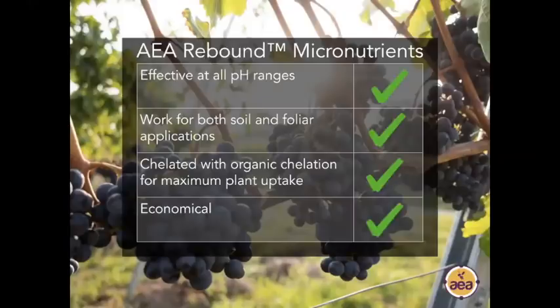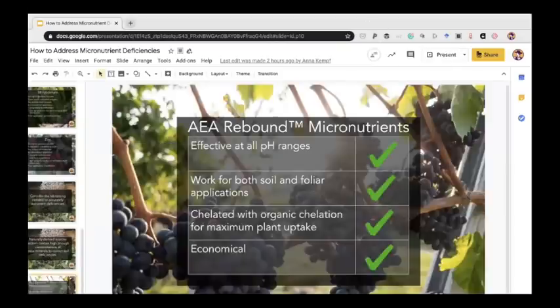Many of you are familiar with our Rebound trace mineral lines. They are developed so as to be in the reduced oxidation state for all the minerals for which that is appropriate, and to be chelated with organic chelation agents that provide for efficient absorption and translocation within the plant and show good results based on sap analysis performance. So those are the thoughts that I want to share.